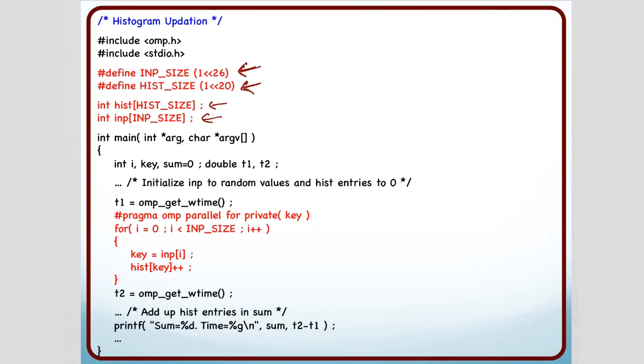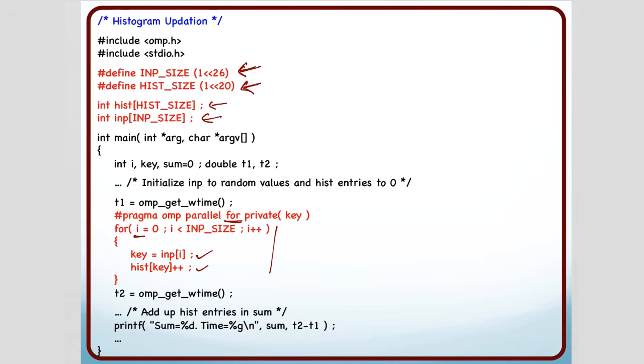And key is a private variable. Everything else by default is shared. And if you remember, if I have a #pragma omp for, the variable of the for loop is automatically made private by OpenMP. OpenMP takes care of that. Obviously, it can't be shared. So key is private, i is private, and everything else is shared. Now I just run through this entire input and look at every element, extract the key, and go and update or increment that particular histogram entry. So that's the code for histogram updation.